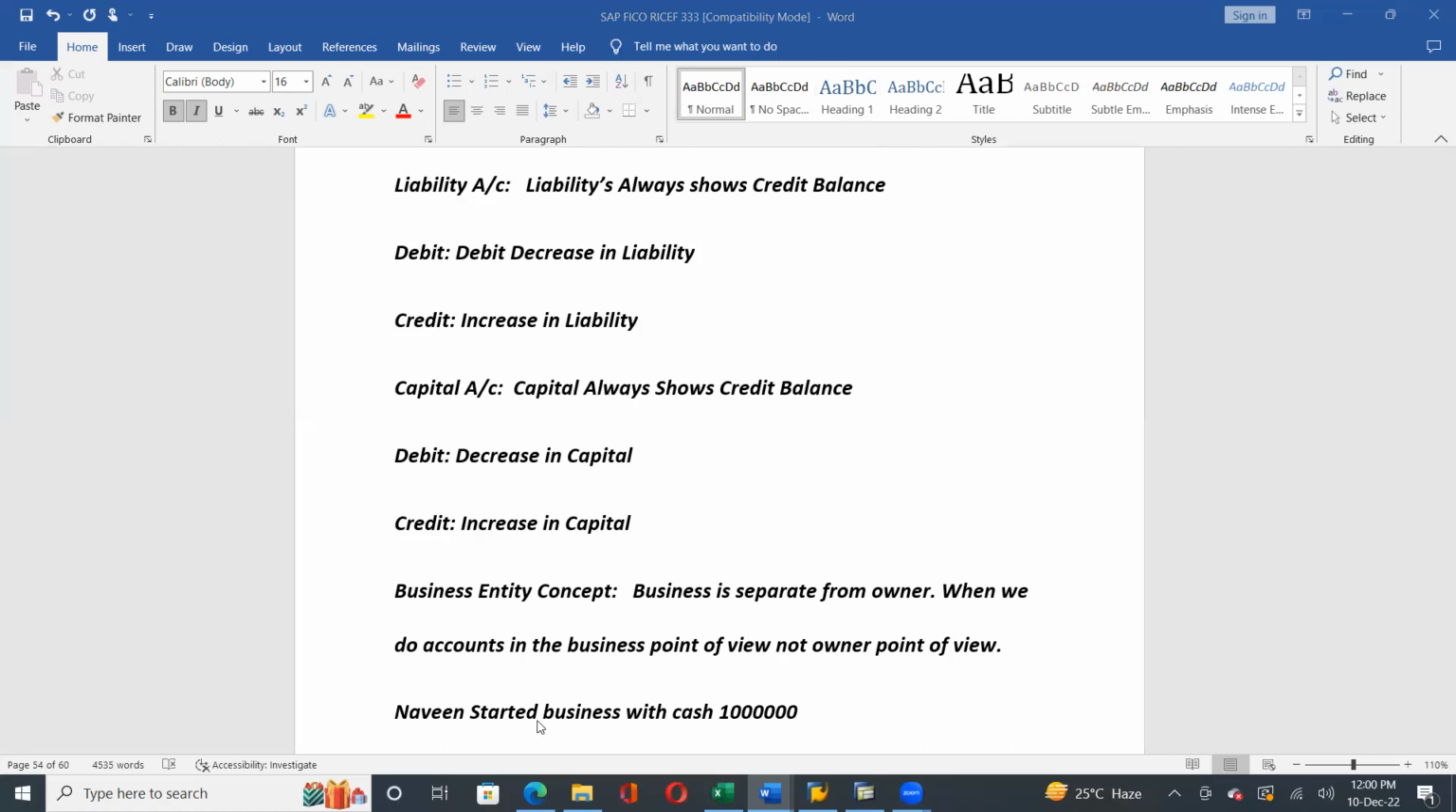How many persons are involved in this particular transaction? Two. Who are they? Naveen and the business. Naveen comes under what kind of person? Personal accounts. And the business is what kind of person?